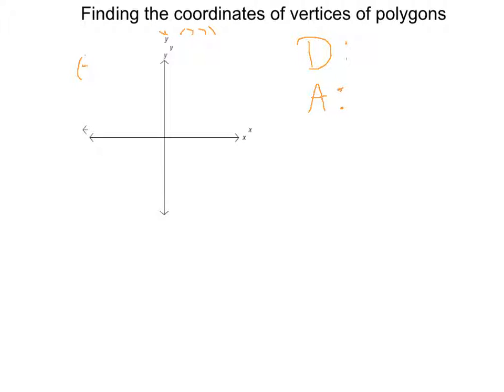Okay, this is finding the coordinates of vertices of polygons. So basically all you're doing is using the properties of polygons to figure out what the ordered pair values should be. The kicker is when I say ordered pair values, for your x value and your y value, you're not actually going to have numbers. We're going to use letters. So this is a la geometry, or sorry, geometry a la algebra.